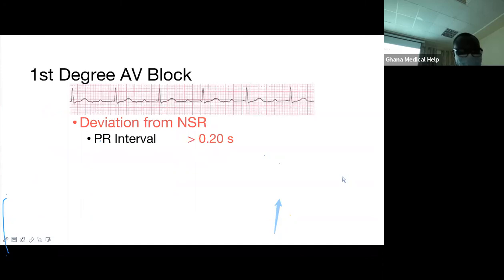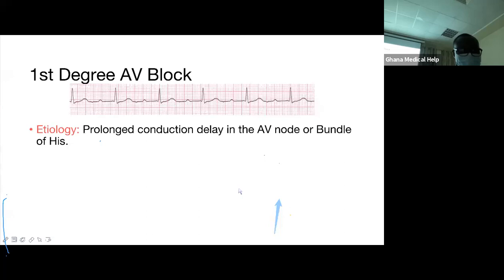So first degree block, we said our PR interval should be between 3 to 5 small boxes, or 0.12 to 0.20 seconds, not more than that. Anytime you have it more than that is a first degree block. If you trace from this man's P wave to the QRS, it is more than a big box. A big box is 0.2. This is 1.5 or more boxes. So obviously it's prolonged.